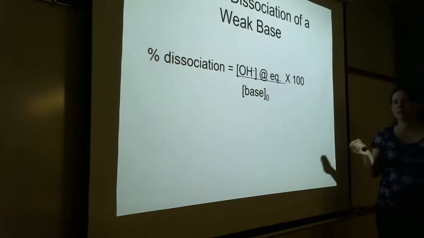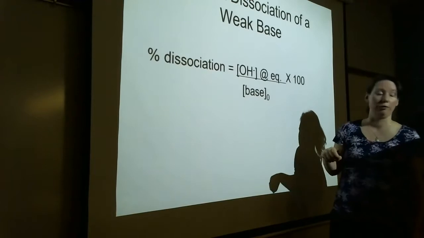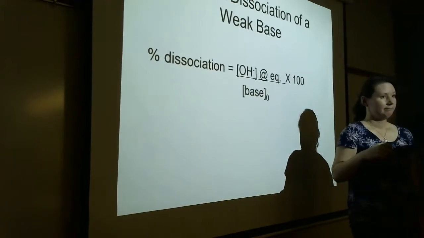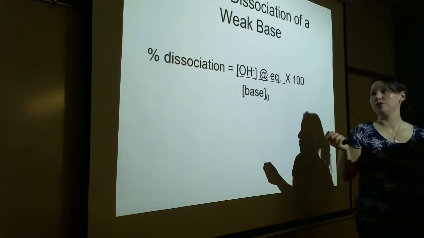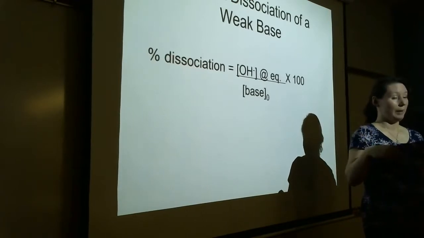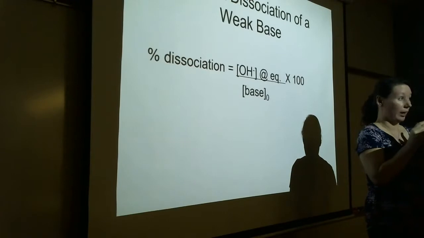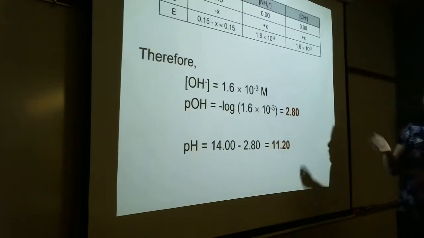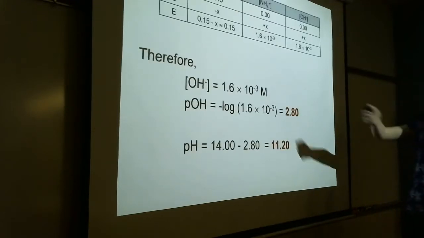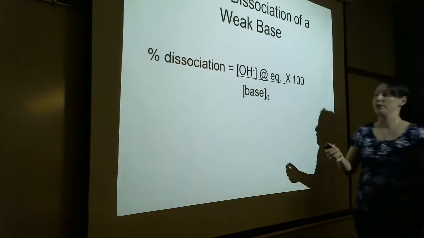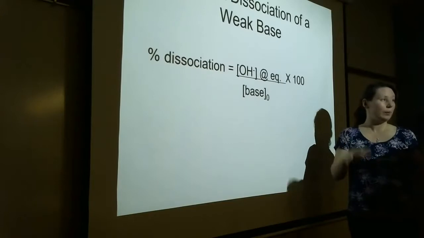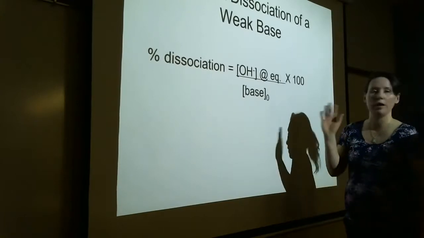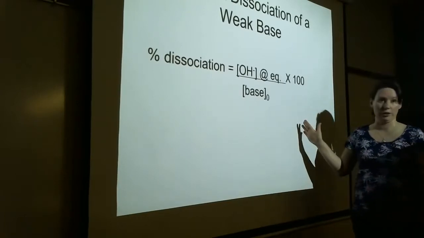Would we expect these values to be big or small for weak bases? Percent dissociation should be, for a weak base, small, right? Because it's reactant favored. The equilibrium's over here, right? So we should expect these values to be really small. For a strong base, they should be really big. For a weak base, they should be really small, right? Because strong bases, we assume 100% dissociation.